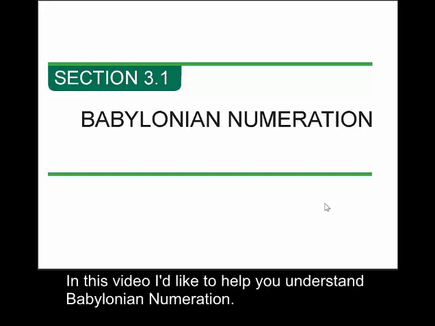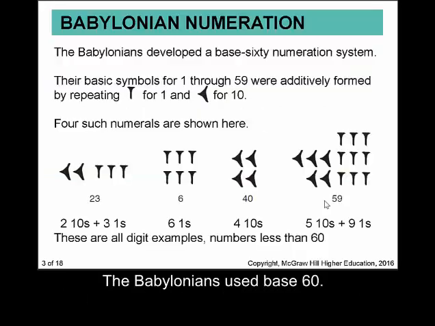In this video, I'd like to help you understand Babylonian numeration. The Babylonians used base 60. That means their digits are 1 through 59. They don't have a 0 like we do.